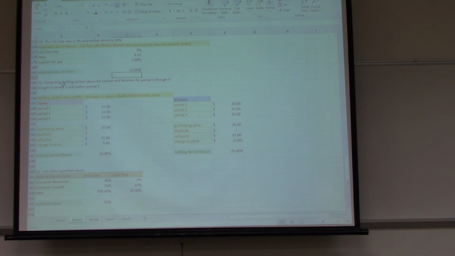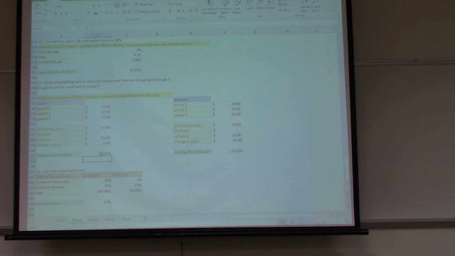Number 11, computing holding period return for Jasmine and Solomon during periods 1 through 3. Bought in period 1, sold in period 3. Remember, holding period return is the change in price plus the dividends, divided by the purchasing price. So we have 3 periods here between the 2 of them. The purchasing price is period 1, and your sell price is period 3. So the change in price is obviously the subtraction of these 2. Then you add your change in price plus your dividends, which you don't have any, and divide by your purchasing price.